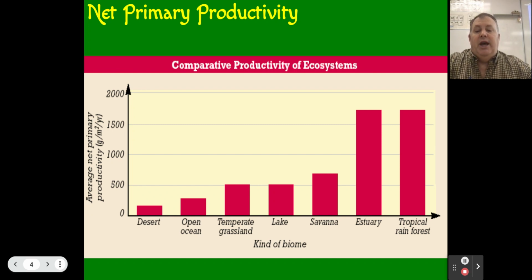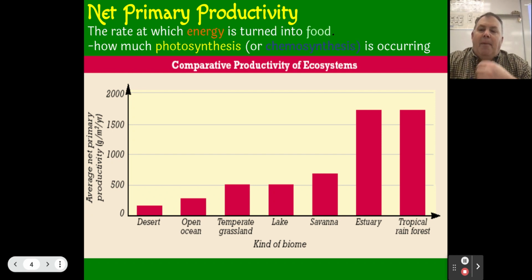And what you'll notice is that on the left side, where it says the average primary productivity, it goes from 0 all the way to 2,000. So obviously the areas like in Minnesota, where we have a temperate grassland and lakes, and to some degree some savanna-like areas, the productivity is pretty high, but not as high as the tropical rainforest or not as low as the desert. So we're kind of in between here in Minnesota in the heartland. So how much photosynthesis is occurring is what this is demonstrating.